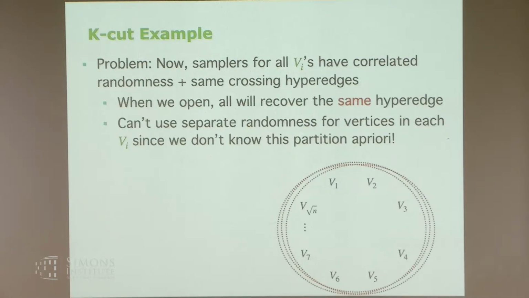Okay, maybe we'll say, let's try to use different randomness for the different components. But we can't do that because we don't actually know what the components are when we're building our linear sketch. We have our hands behind our back. We have to use the same randomness on all of the vertices. So it becomes a problem.